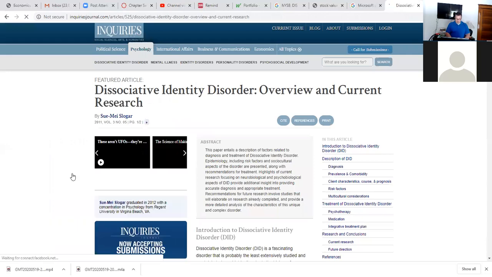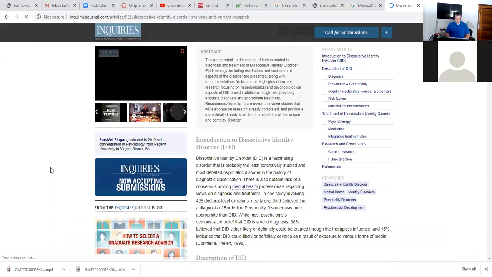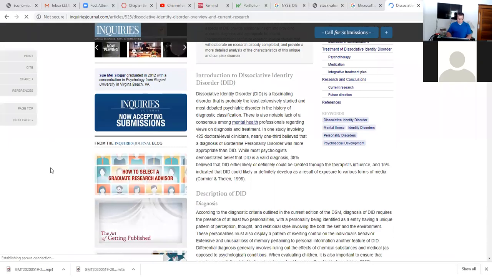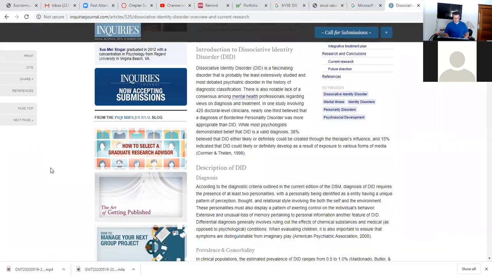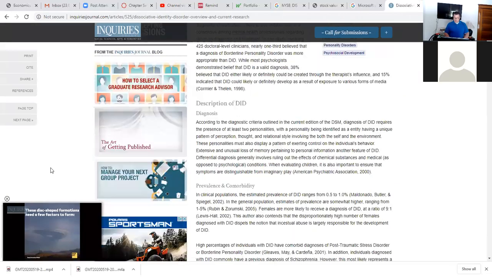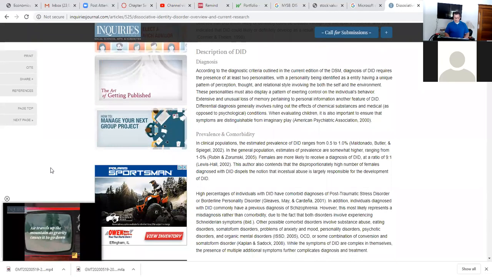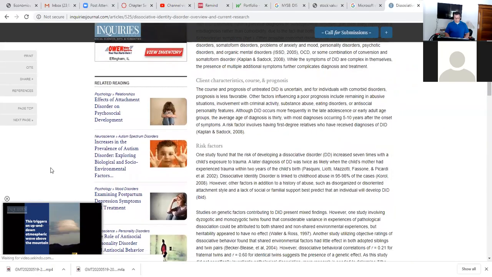So if we go on that, there's an abstract there. It's a fascinating disorder, apparently, probably the least extensively studied and most debated psychiatric disorder in the history of diagnostic classification. Maybe we didn't pick a very easy one then, but you certainly can pick an easier one than this. It requires the presence of at least two personalities, with a personality being identified as an entity having a unique pattern of perception. The prevalence and continuity, client characteristics, course and prognosis.